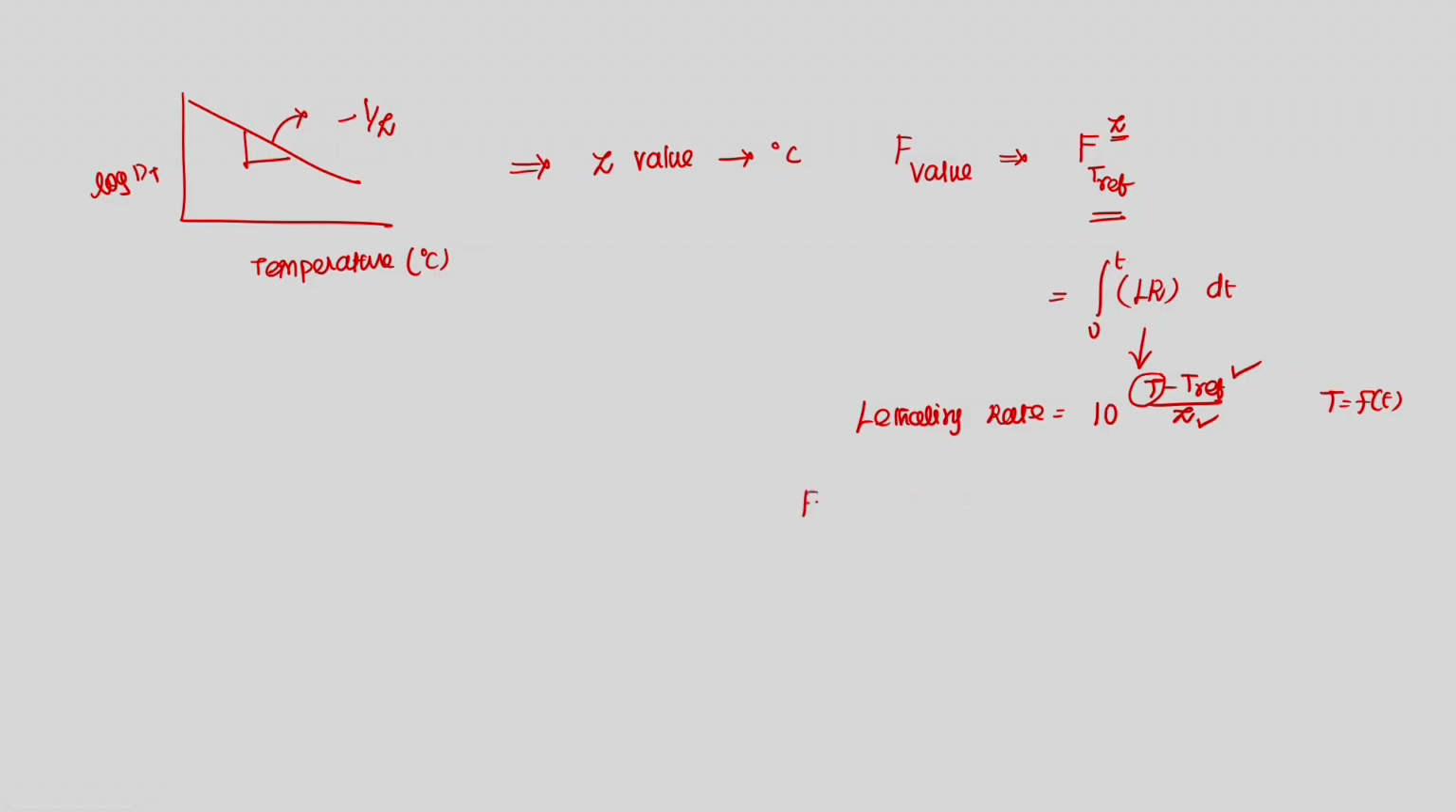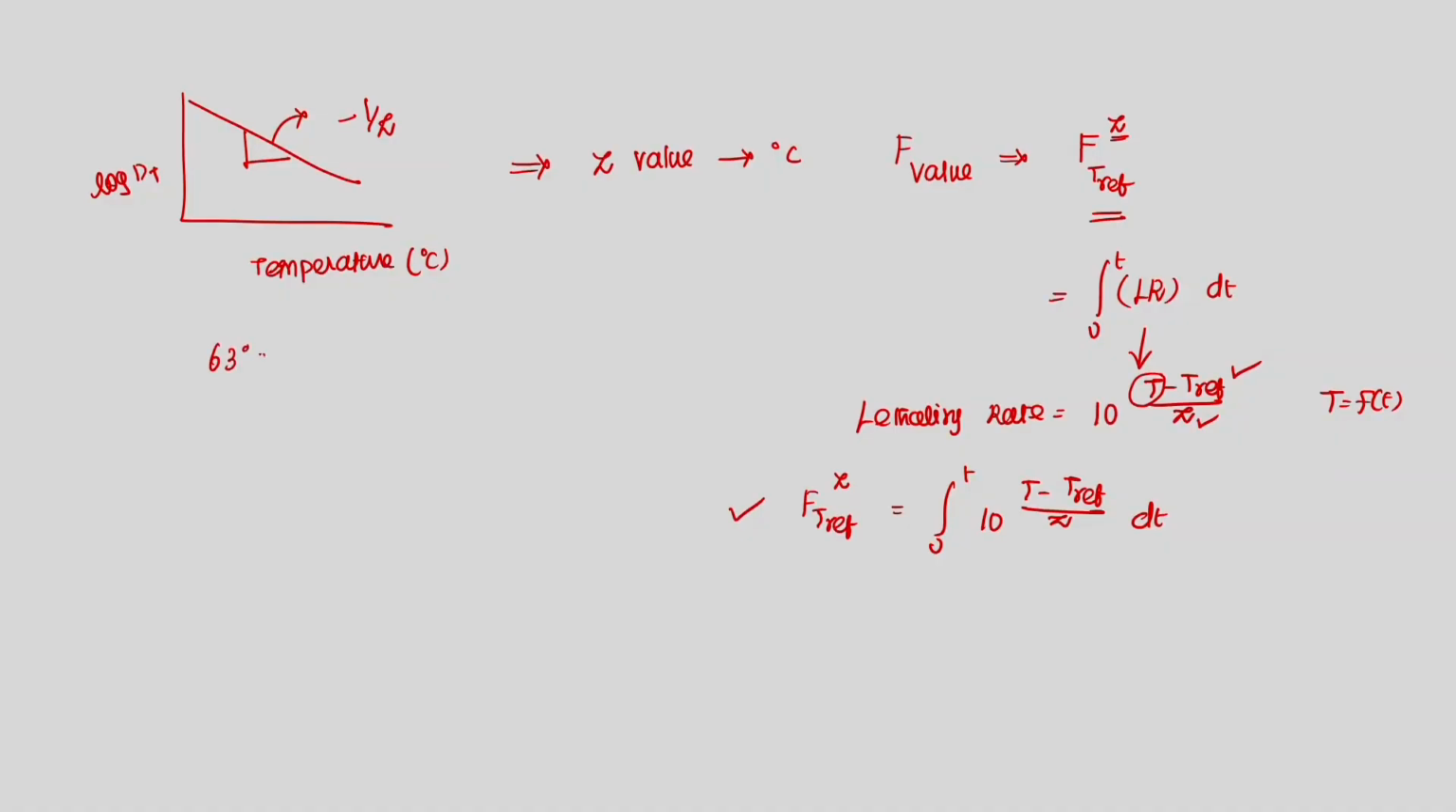Then your F value, which is F of T reference at z, is equivalent to the integral from 0 to t of 10 to the power of (T minus T reference) upon z into dt. This is my F value. Remember, there are certain processes which are constant temperature processes. By now we know the sterilization process, or pasteurization. In the earlier lectures we were talking about the holding, heating up to a particular temperature and holding it for a certain time. For example, in pasteurization, 63 degree centigrade for 30 minutes means that first the product is heated from the initial temperature to 63 degree and it is held for 30 minutes. So, in that case it is a constant temperature holding.